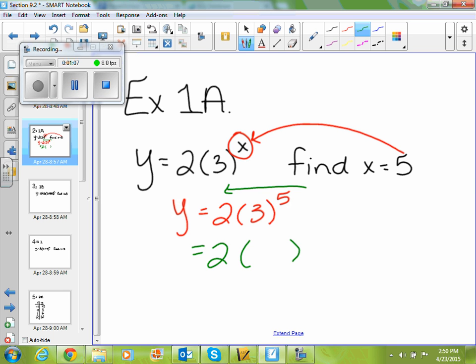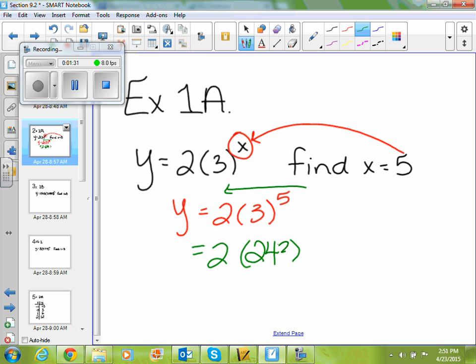What's 3 to the 5th power? 3 times 3 times 3 times 3 times 3. Use your caret key on your calculator, guys. Remember, you can do any exponent using this caret key. 243. Okay.